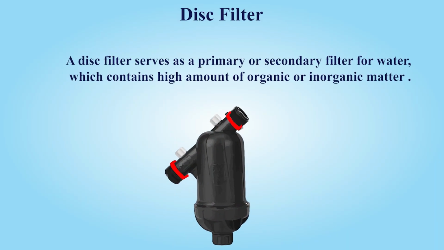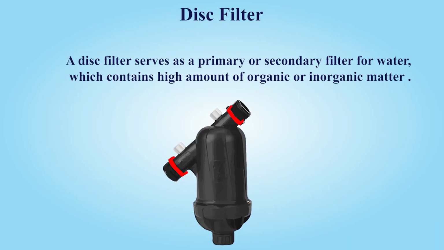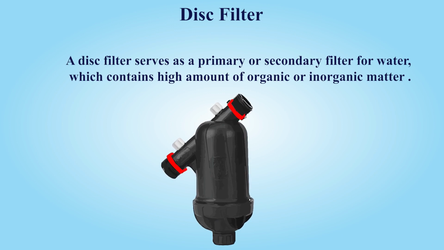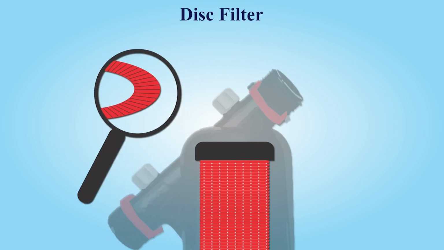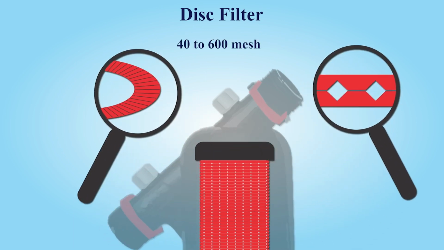Disc filter. A disc filter serves as a primary or secondary filter for water which contains a high amount of organic or inorganic matter. It consists of a stack of discs, each with a series of microscopic grooves. The dimension of the grooves determines the effective mesh size of the filter, which generally ranges from 40 to 600 mesh. A disc filter requires less maintenance. Flushing of the disc filter is done either by opening the drain valve or by back flushing.